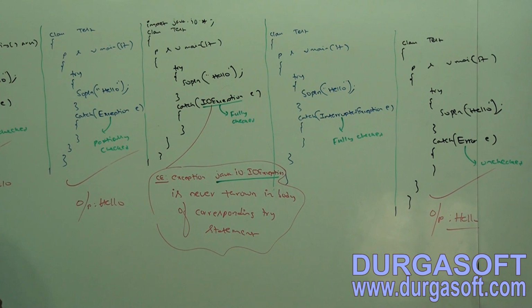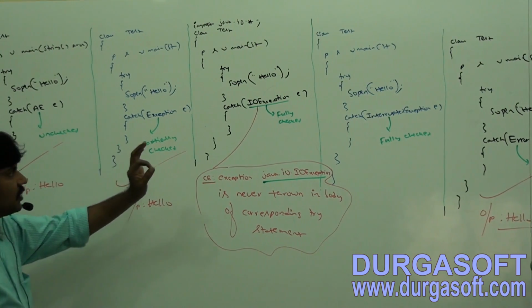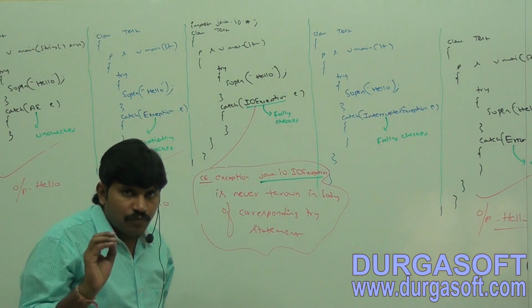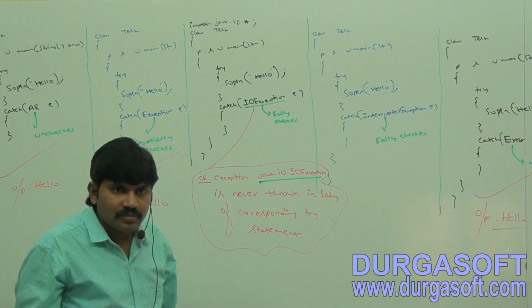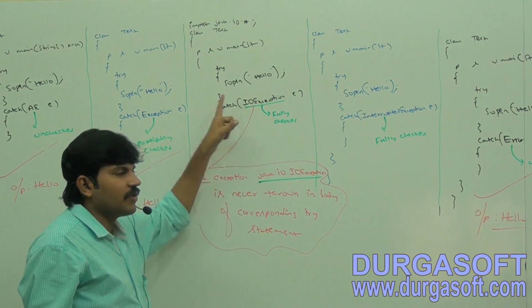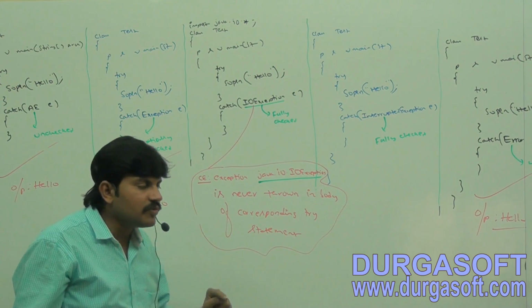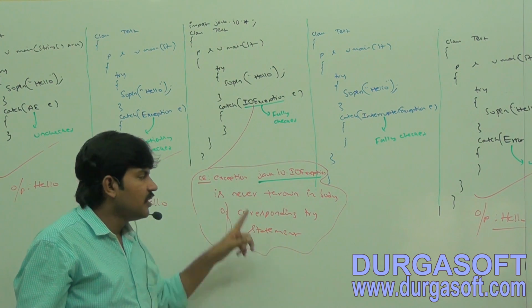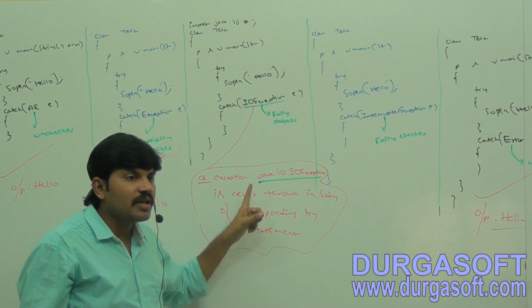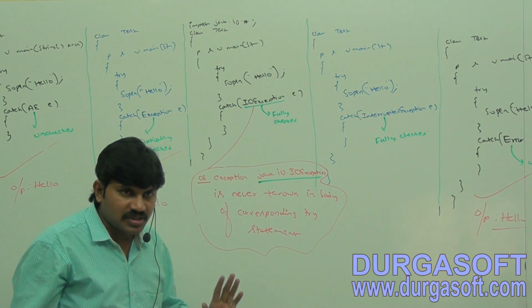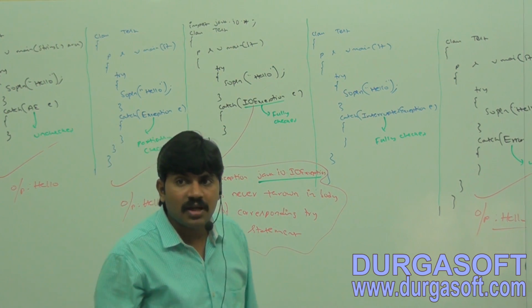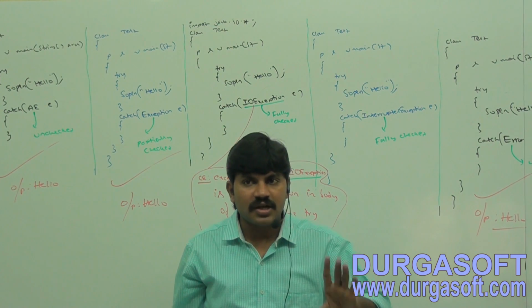I hope you can clearly read. Sir, let me repeat once again, now the clarity. Inside a try block, if there is no chance of raising an exception, then we can't write a catch block for that exception. Otherwise we will get a compile time error saying exception is never thrown in body of corresponding try statement. But this rule is applicable only for fully checked exceptions.